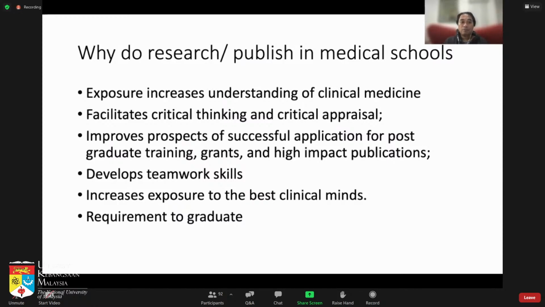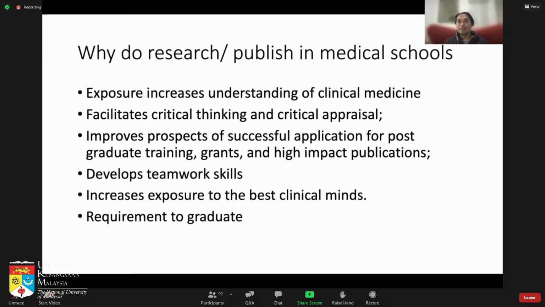Research also will develop teamwork skills. It's important to do a good research study if you only do it in one unit or one department. Even if you do it in one unit or one department, you actually need a lot of help from a research assistant, from your medical officer, from your nurses, to collect the data. So it will improve your skill of controlling or giving orders to and discussing with your team.